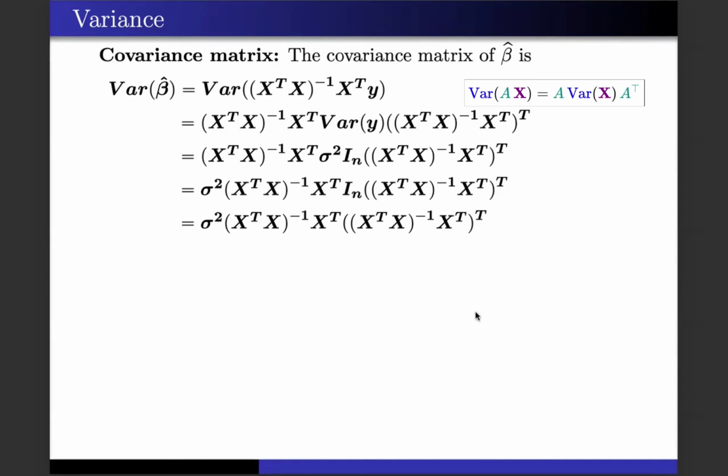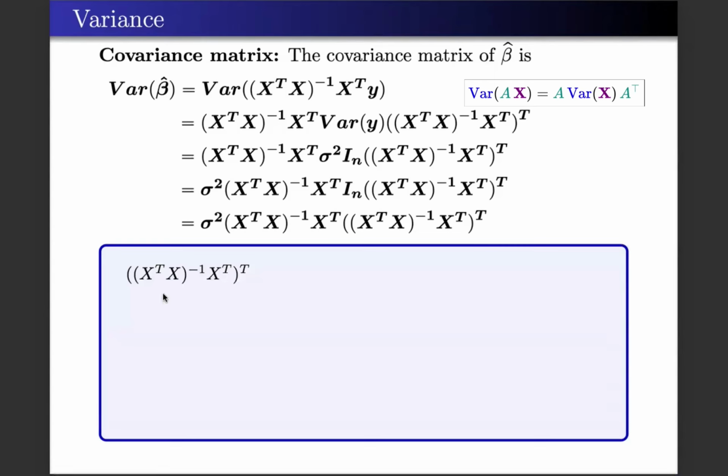So now we have sigma square, a scalar, multiplied with (X transpose X) inverse, which we cannot simplify any further, multiplied with X transpose. But we have the transpose of (X transpose X) inverse times X transpose, and we can simplify the second term over here. So let's try to simplify the second term.